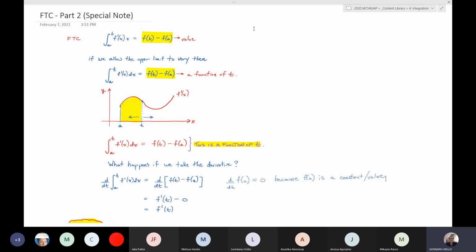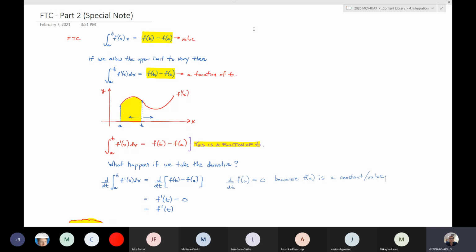Now, what happens if we take the derivative of that? What happens if I take the derivative of the integral from a to t of f prime of x dx? Well, if I just use that expression there in red, just under the graph, if I take the derivative of the left-hand side, that will be equal to the derivative of the right-hand side. So the derivative of that integral will be equal to the derivative of f at t. Keep in mind, little f is the antiderivative of f prime, minus f at a.